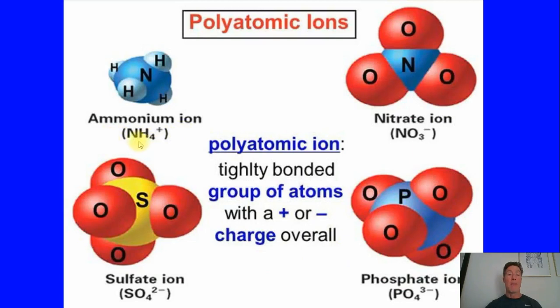Here's ammonium, NH4 with a positive charge. Here's nitrate, NO3 with a single negative charge. Here's phosphate with a triple negative charge, PO4, 3 negative. Sulfate with a 2 negative charge, SO4. And remember, that -2 is part of this whole unit. It's not like it just belongs to the oxygen. It belongs to the whole polyatomic ion. So the positive or negative charges belong to the group as a whole.